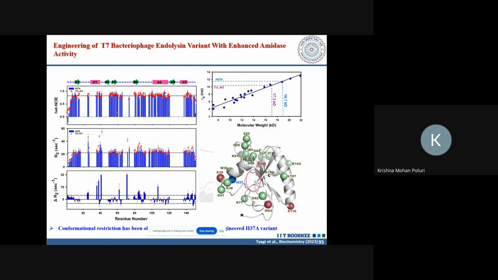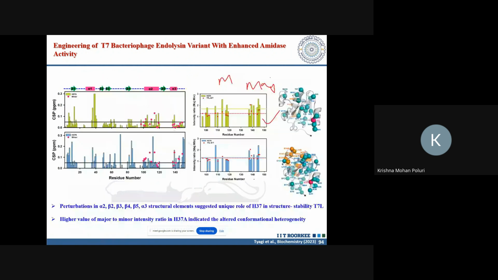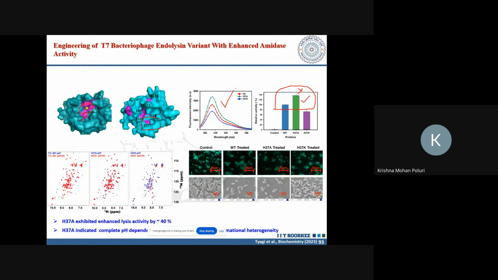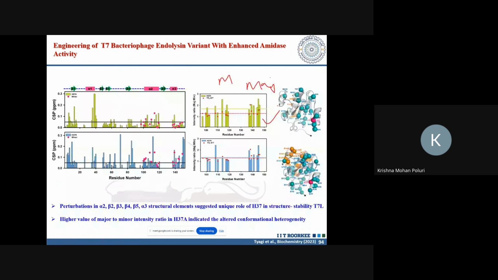And also, if you see, all these red dots are very dynamic in the wild type, whereas in your engineered protein, all of them are almost very similar. That means since you knocked out the histidine, which is creating these dynamics, these dynamics are lost, and the catalytic site became very rigid. That is why you are seeing the enhanced catalytic efficiency, or the enhancement in the activity of the protein.